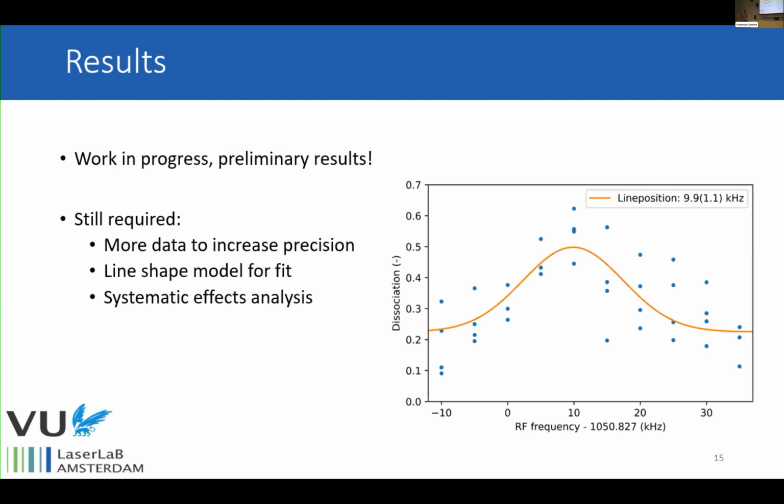Here we subtracted the field-free m equals 0 to m equals 0 transition frequency. What we still need to do is gather more data to increase the precision. Right now, this fit has an uncertainty of a little more than 1 kilohertz. We want to be below that, so we need to gather more data. Also, we need to make a line shape model. Now we simply fit a Gaussian, but it might turn out that we need to fit something slightly different. And we haven't done any analysis for systematic effects. We also don't have an error budget. So those are all things we still need to look at in the future.